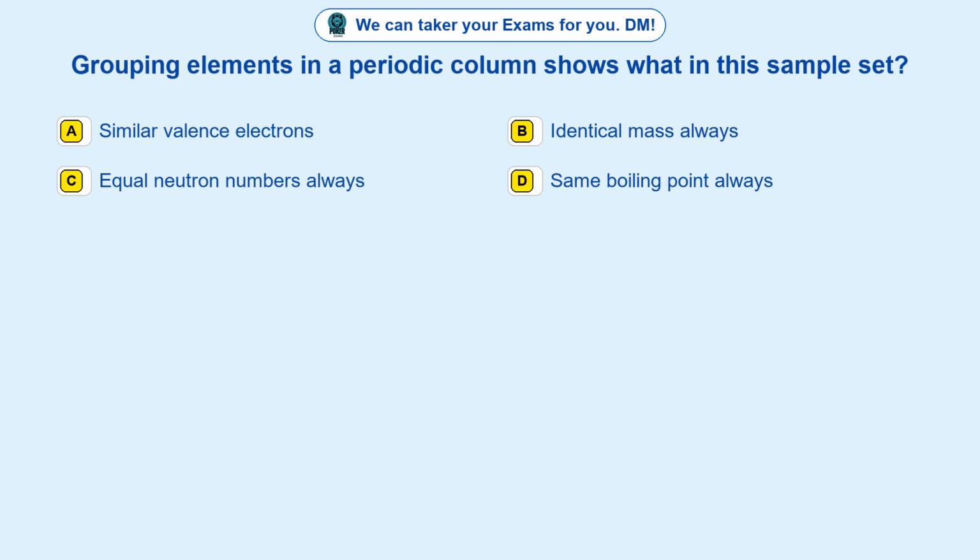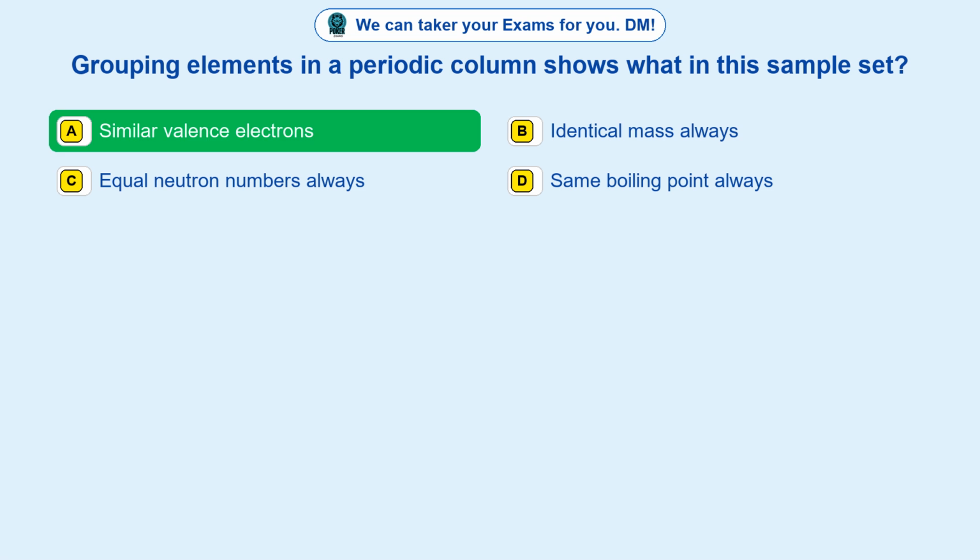Question 40. Grouping elements in a periodic column shows what in the sample set? Option A, similar valence electrons. Option B, identical mass always. Option C, equal neutron numbers always. Option D, same boiling point always. The correct answer is option A, similar valence electrons.